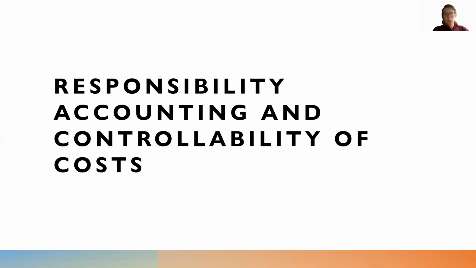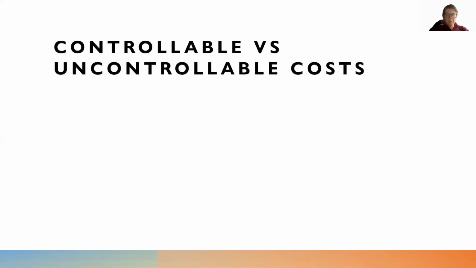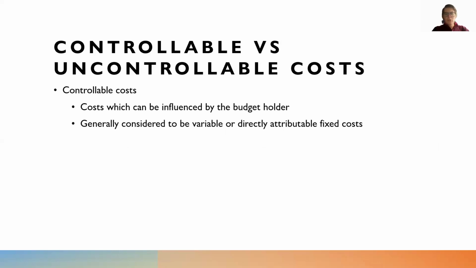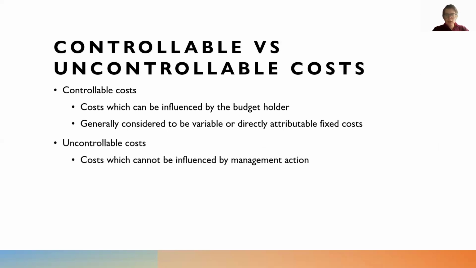Responsibility accounting then, and controllability of costs. We sometimes get controllable costs and we also get uncontrollable costs. So controllable costs are costs which are going to be influenced by the budget holder. They are generally going to be considered to be variable or directly attributable fixed costs. Contrary to this, uncontrollable costs are costs which cannot be influenced by management actions.